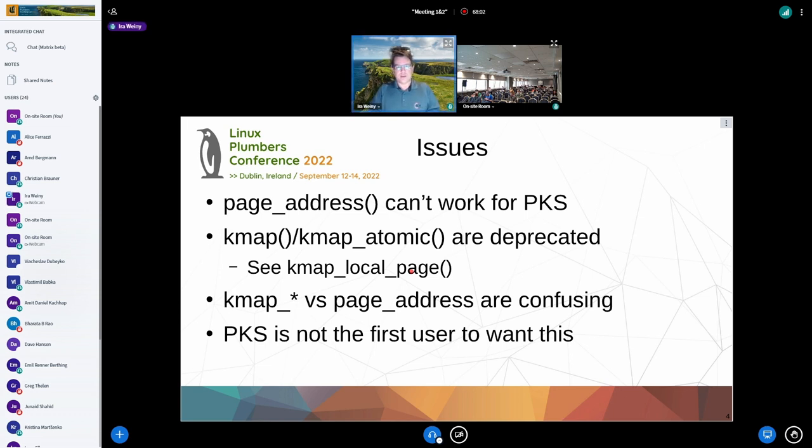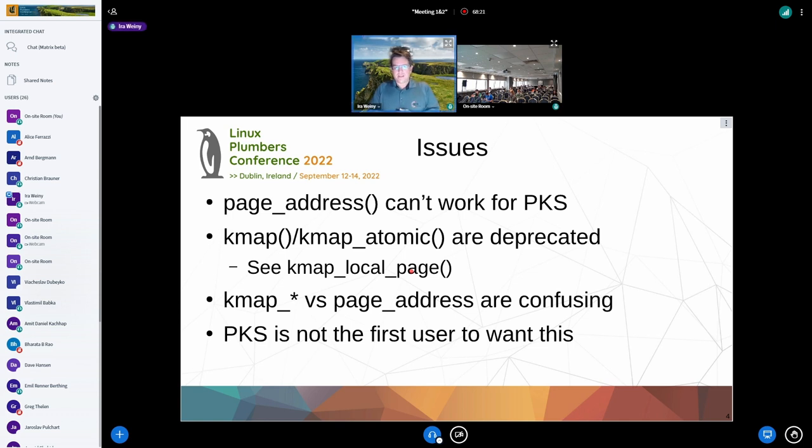So fast forward a little bit as we're going along, and effectively where we stand right now is that KMAP and KMAP Atomic, those actual calls, are deprecated, even on 32-bit. And this kind of gets into where I'm starting to modify the APIs to HiMEM.